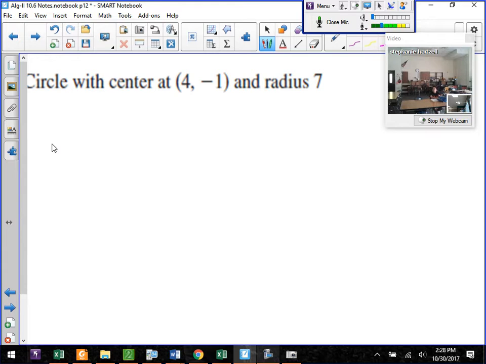But with a circle, you see the word radius. It means it's a circle. So, x minus h quantity squared plus y minus k quantity squared is r squared. Well, what's your h and k? 4, -1, yeah. Super fast.